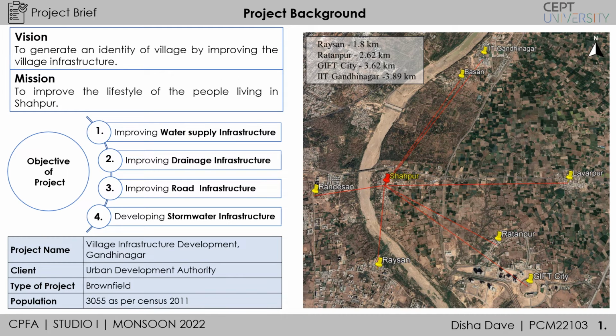The vision of the project is to generate an identity of a village by improving the village infrastructures. Objective of the project includes improving the four major infrastructures that are water supply, drainage, road, and stormwater. The client of the project is the Urban Development Authority and it's a brownfield project.